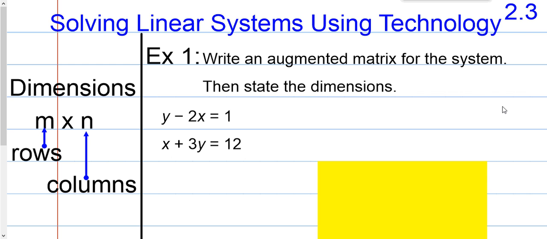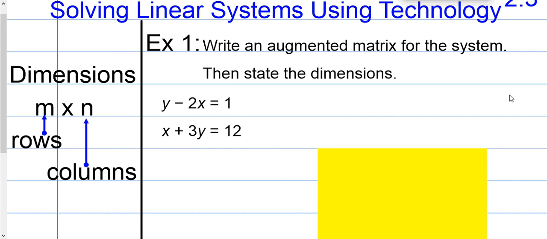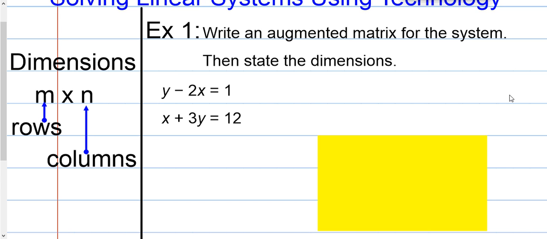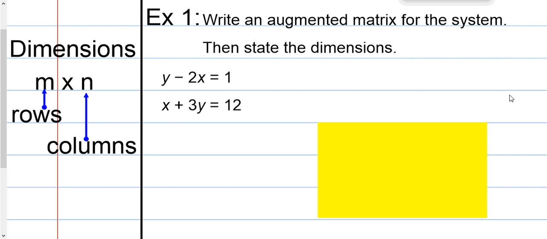Solving linear systems using technology is section 2.3. So we're looking at matrices. I know you may not have heard about matrices, but it's something that's really, really easy. So let's go ahead and see what we can find out about them. We are going to write an augmented matrix for a system, and then we're going to state the dimensions.